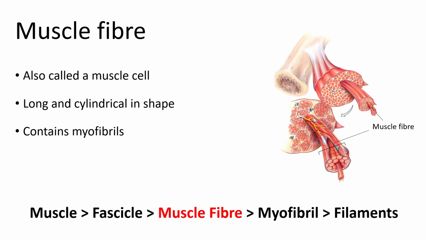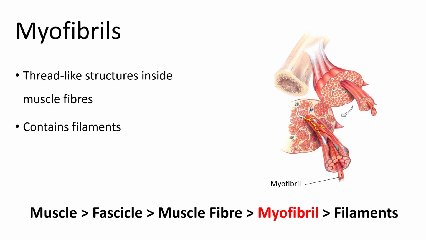Our muscle fibers are also known as the muscle cells. These are long and cylindrical in shape, and they contain the myofibrils. The myofibrils are small, thin, thread-like structures that are found within muscle fibers. The myofibrils also contain tiny fibers, with these known as filaments.